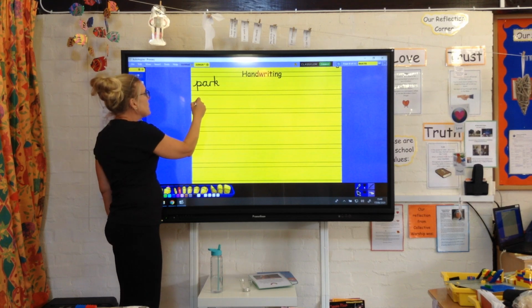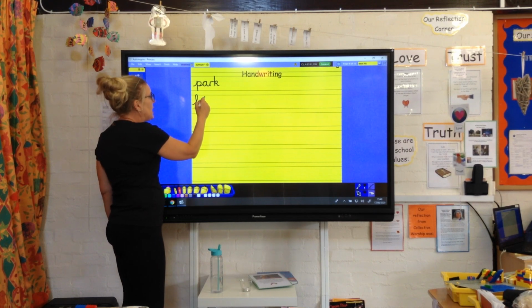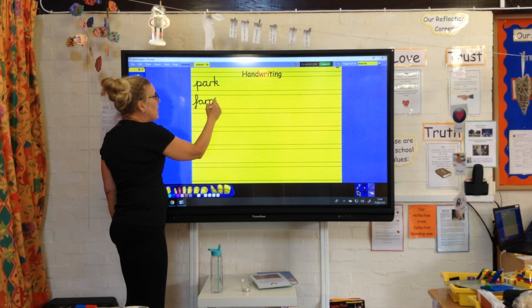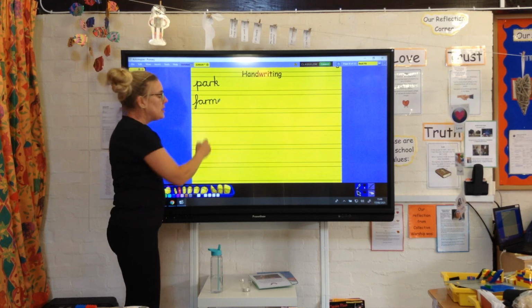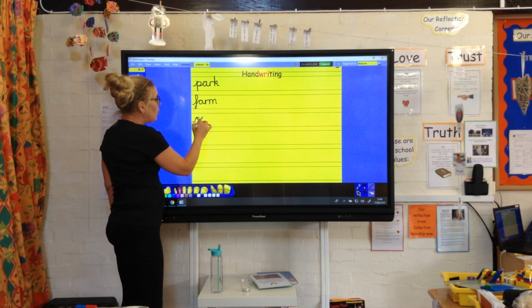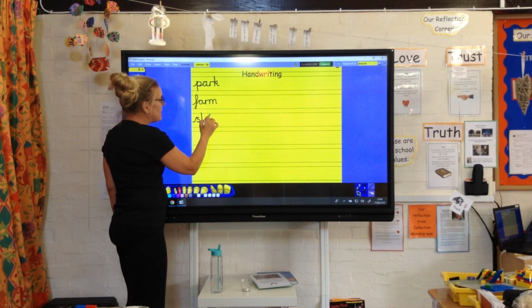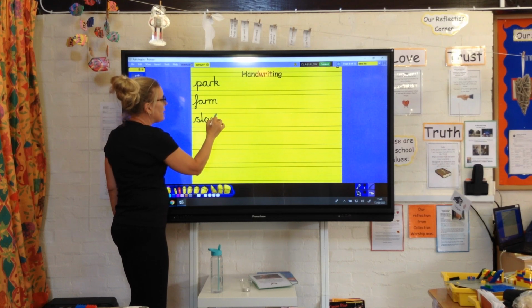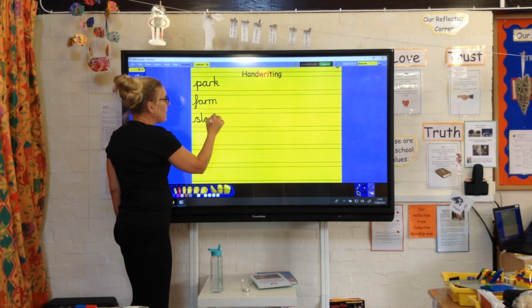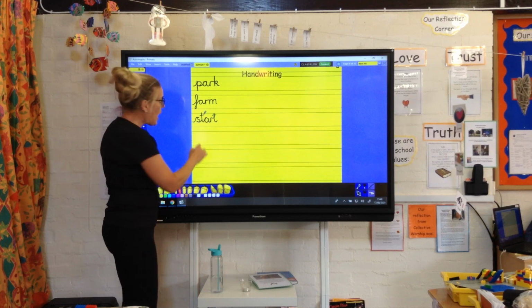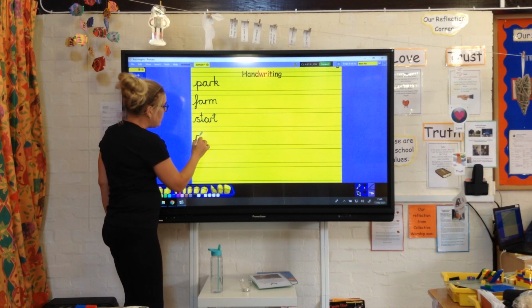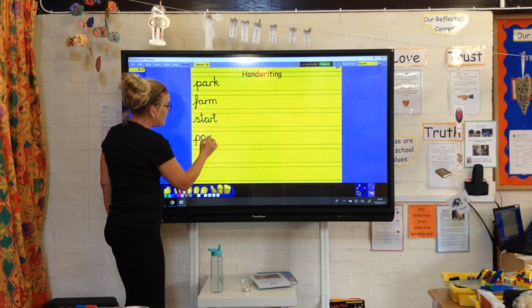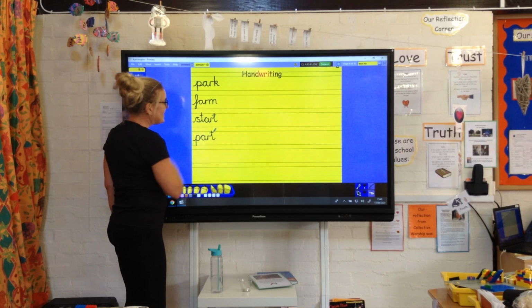You've got farm, so it's all the way up, all the way down, into the A, into the R and the M. Start, wiggly S, tall T, into the A, into the R, and again with the R, you go straight up into the T, and part, P, you've got the A, the R comes off, up and down into the T.